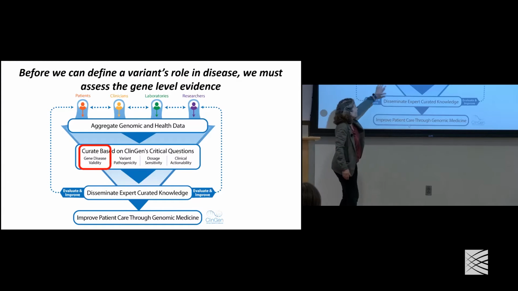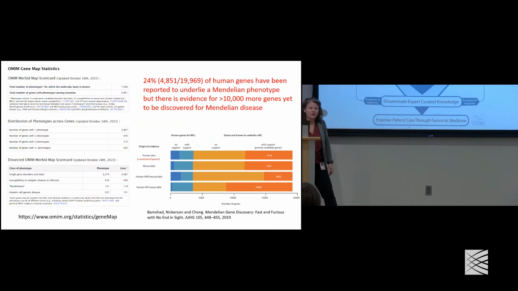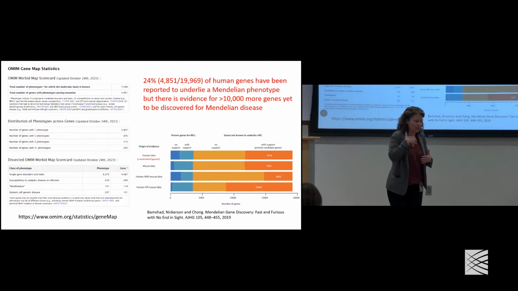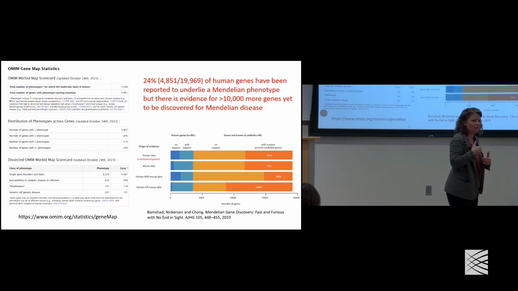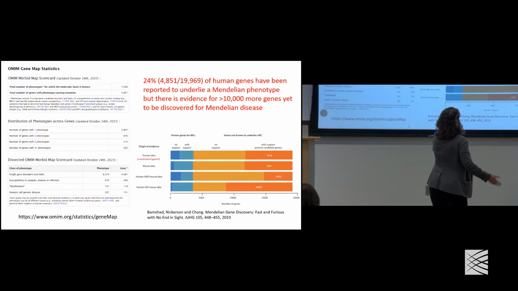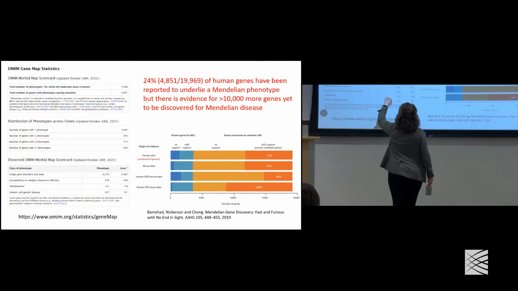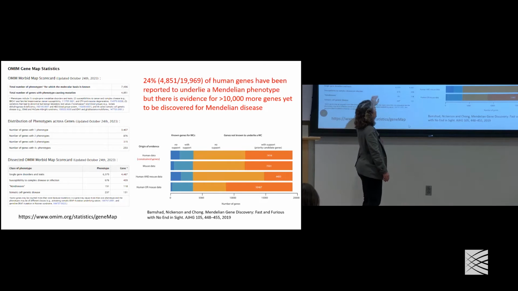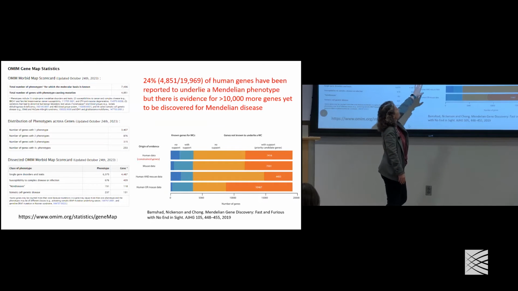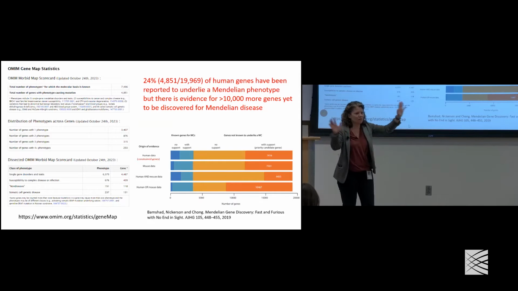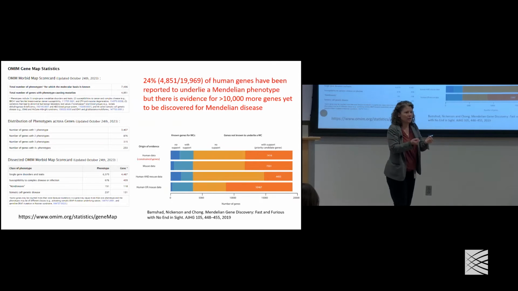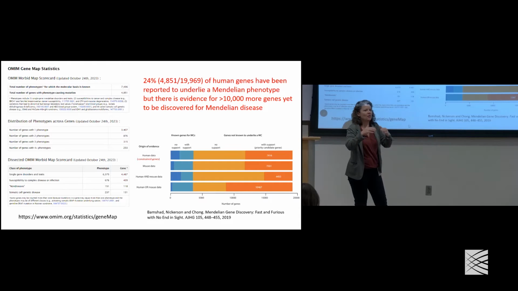So I'm going to talk about this gene disease validity element. In terms of the whole catalog of all the genes that have been reported to have a role in disease, many of us use the OMIM database, and you can go to the statistics page and get the stats at any point in time and how many genes. And I just summarize them there. 24% of the estimated number of genes in the genome have been reported to underlie a Mendelian phenotype. And mostly today, we're talking about Mendelian causes of disease.